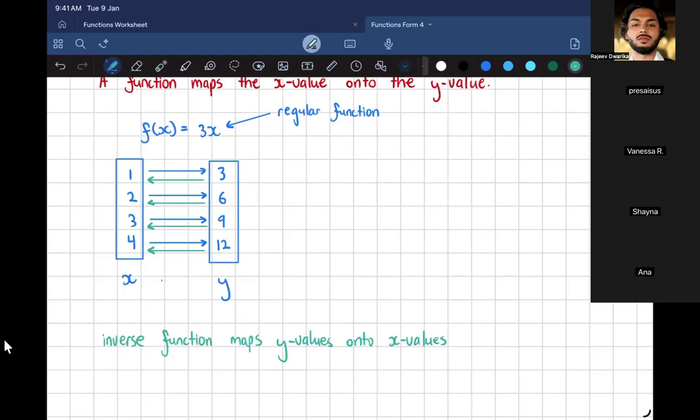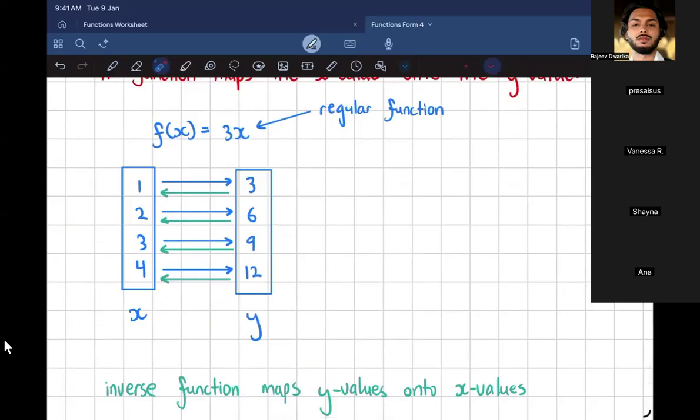Now, this example is very, very simple. What's the opposite of multiplying by 3? Yeah, and that's literally it. The original function was multiplying by 3, so the inverse of that is just dividing by 3. That's it. So we're going to show you the full steps. Vanessa, you there?